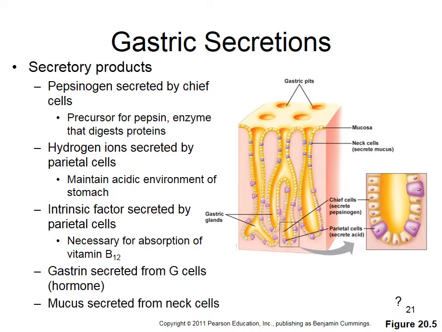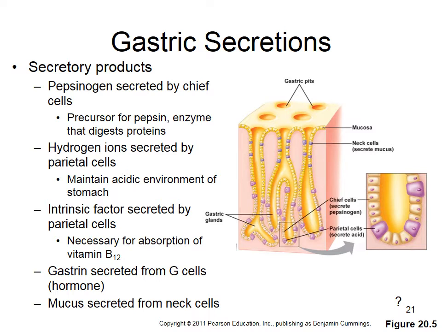Chief cells are what secrete pepsinogen. Pepsinogen is an inactive proteolytic enzyme. Proteolytic enzymes break peptide bonds. Remember, peptide bonds are the covalent bonds holding amino acids together. Okay, so pepsinogen is an inactive proteolytic enzyme. It gets activated by low pH.